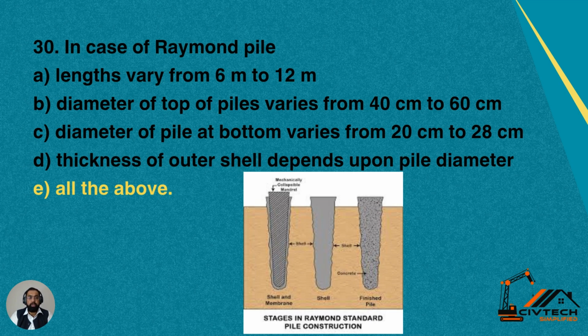Question number 30. In case of remnant piles, number A, length varies from 6 meter to 12 meter. Number B, diameter at the top of the pile varies from 40 centimeter to 60 centimeter. Number C, diameter of pile at bottom varies from 20 to 28 centimeter. Number D, thickness of outer shell depends upon the pile diameter. So all these conditions are correct with regards to remnant pile. You can refer to the text material. So option number E, all of the above, is correct for this question.